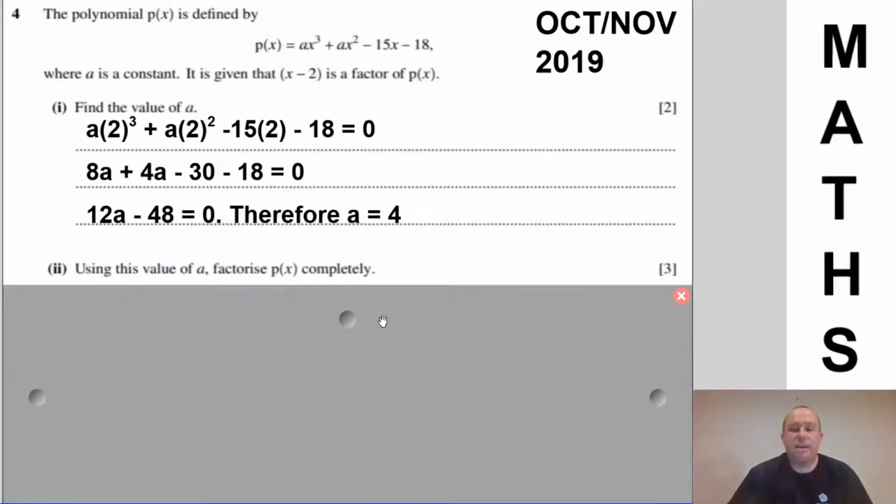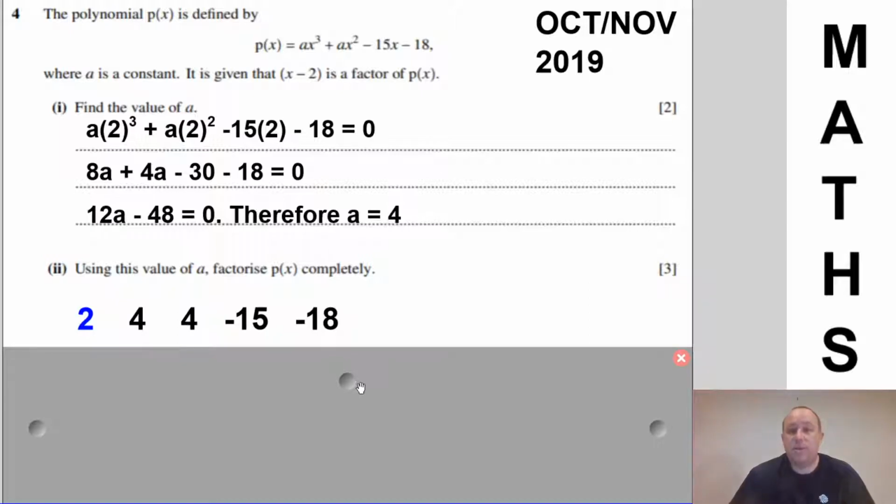Using this value of a, factorise this completely. Factorise, I know it's spelled with an S there, that's more the English word. Normally you just say factor in America. In England we say factorise when you want something as a list of factors. Completely, so I'm going to use synthetic division.